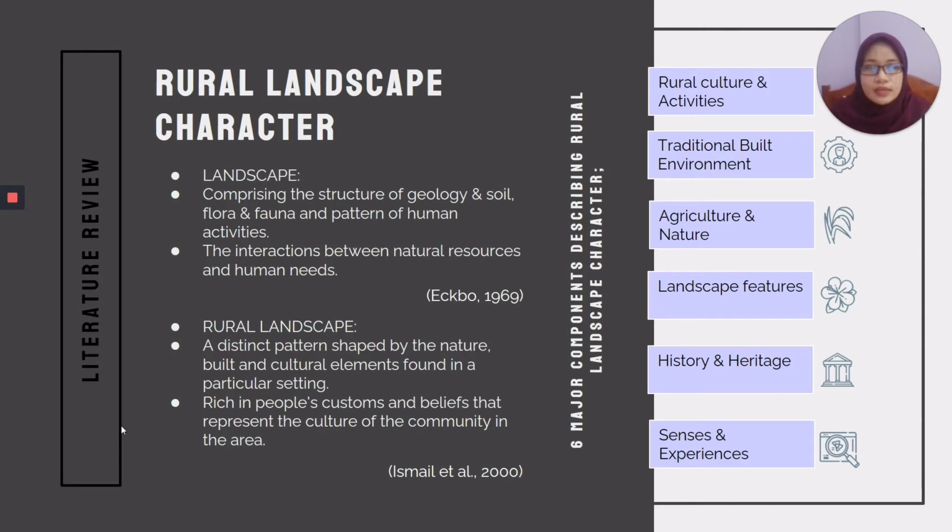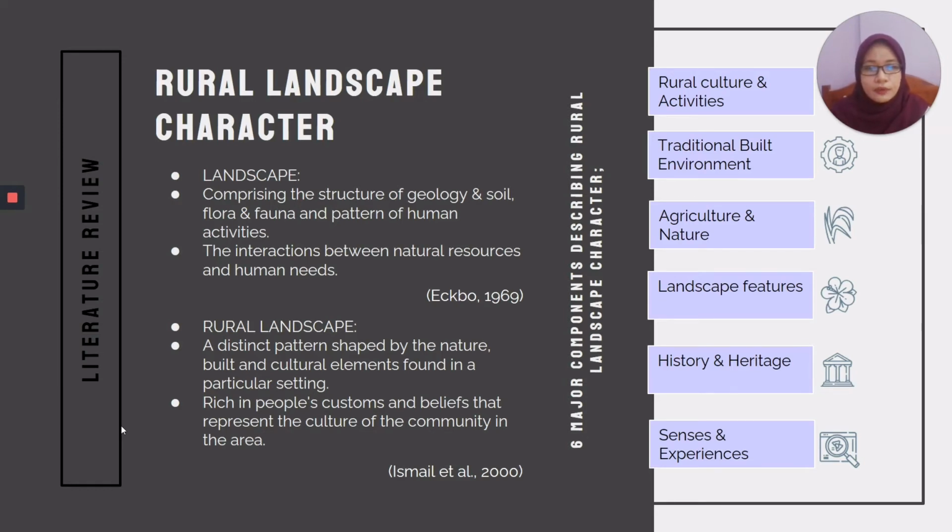Rural landscape character can be defined by the definition of landscape, which comprises the structure of geology and soil, flora and fauna, and patterns of human activities. It is the interaction between natural resources and human needs, while the rural landscape can be defined as a distinct pattern shaped by nature, built and cultural elements found in a particular setting.